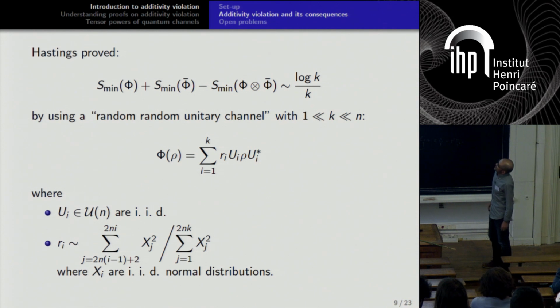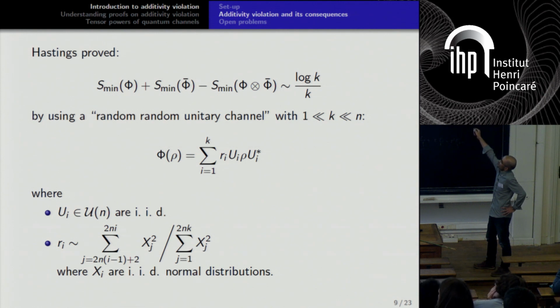And so Hastings proved additivity violation first. What he did is he took phi random and phi bar random, so they are almost the same apart from this complex conjugacy. And the difference could be log k over k. And the parameters k and n look like this: k is large, much larger than 1, and n is much larger than k.